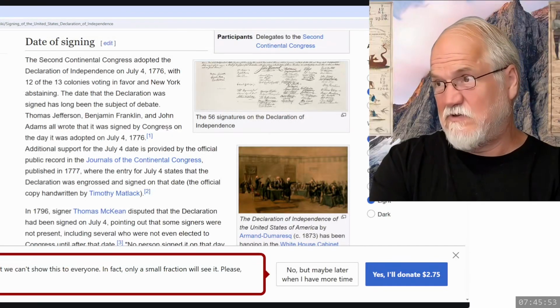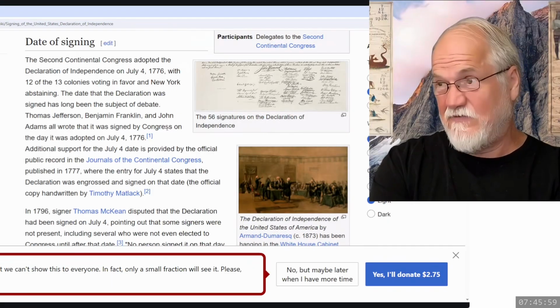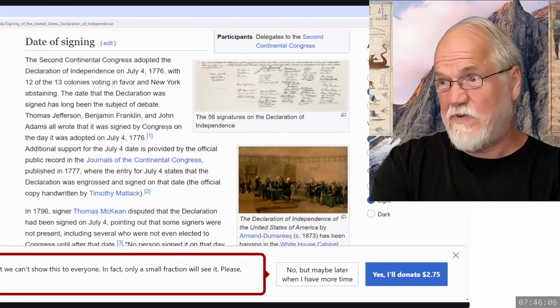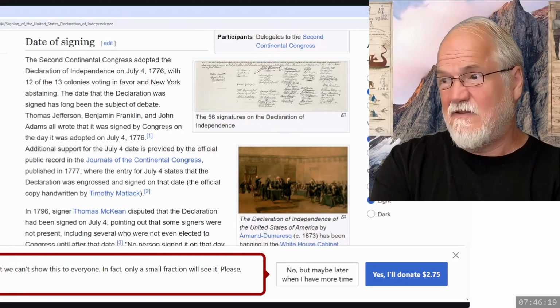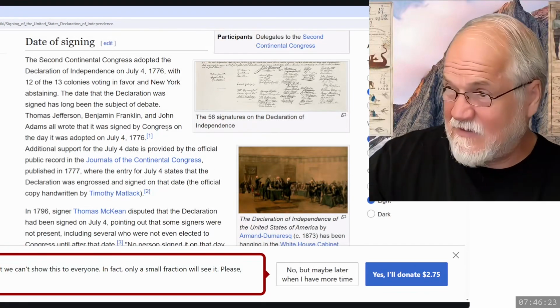Thomas Jefferson, Benjamin Franklin, and John Adams all wrote that it was signed by Congress on the day it was adopted on July 4, 1776. Additional support for the July 4th date is provided by the official public record in the Journals of the Continental Congress, published in 1777, where the entry for July 4th states that the Declaration was engrossed and signed on that date, the official copy handwritten by Timothy Matlack.